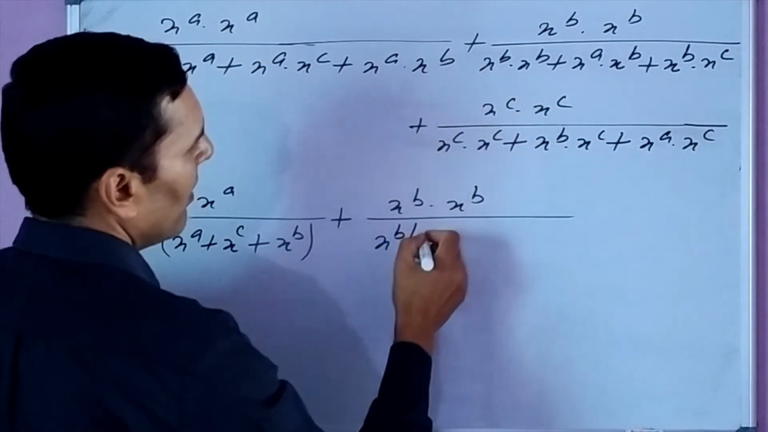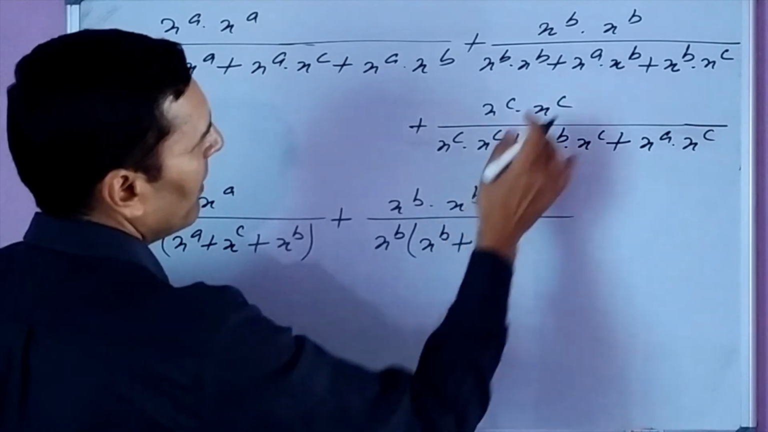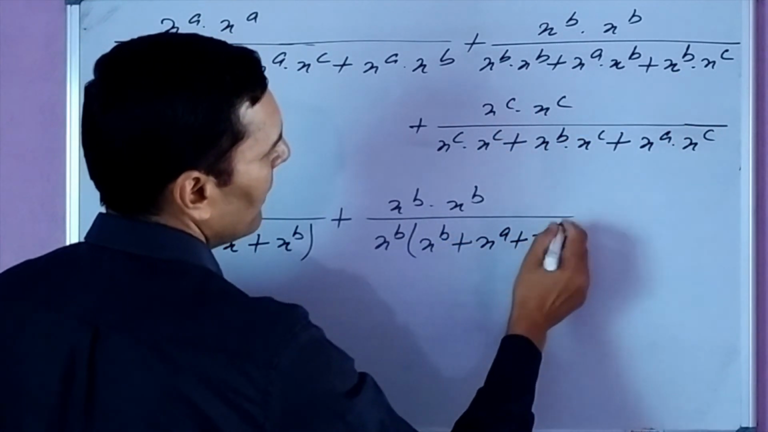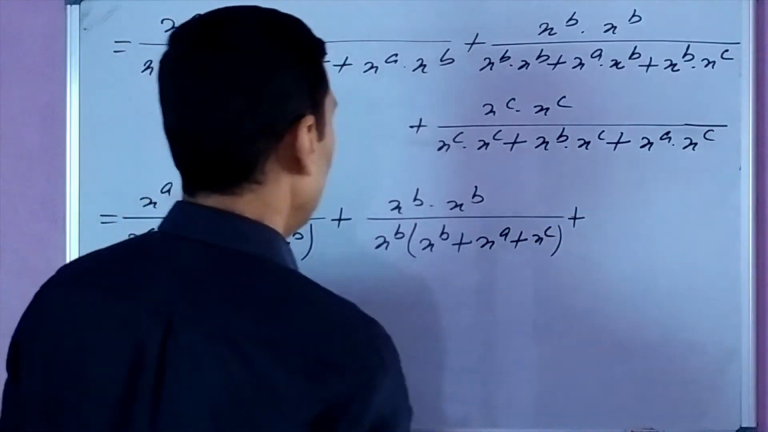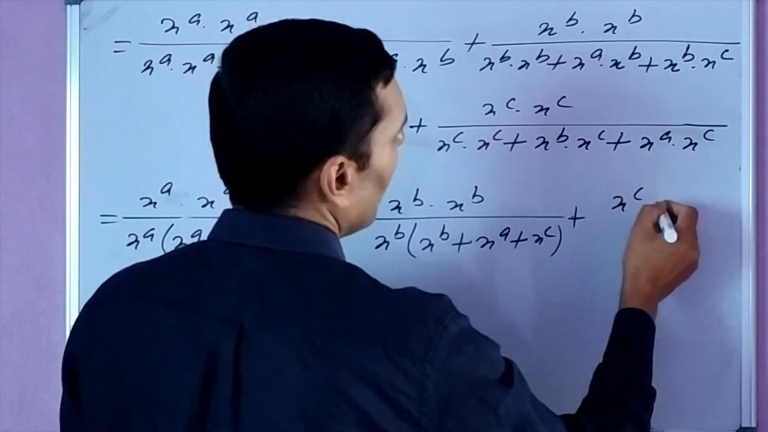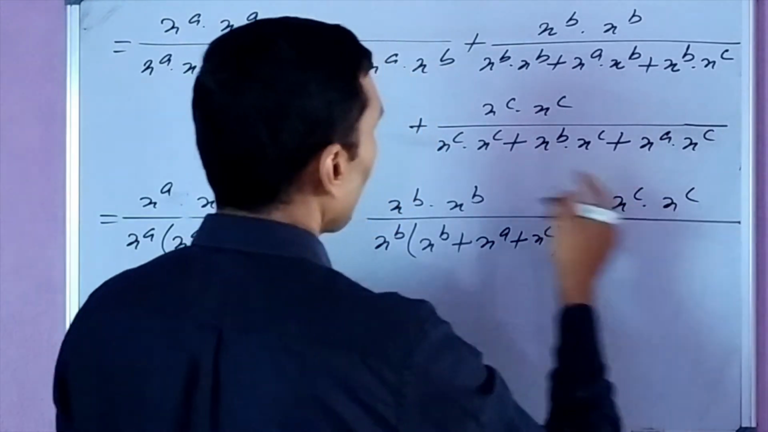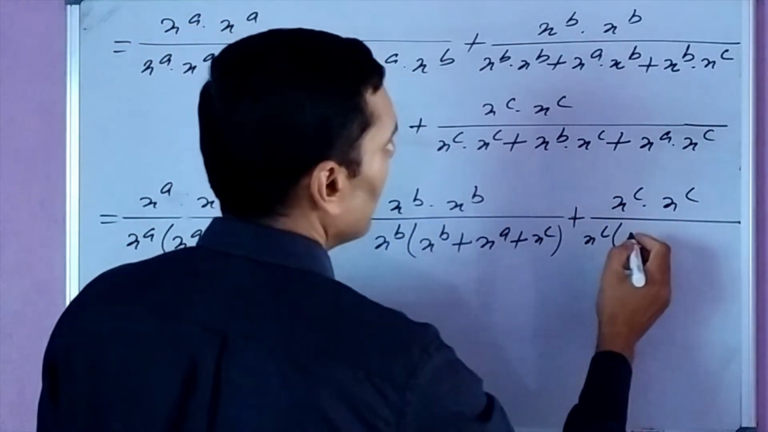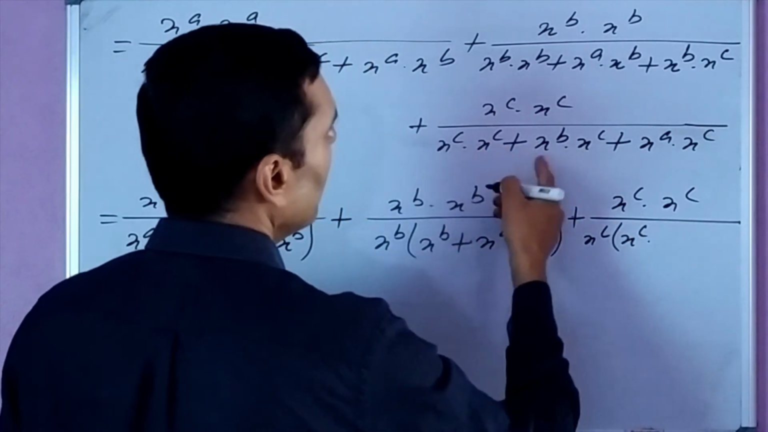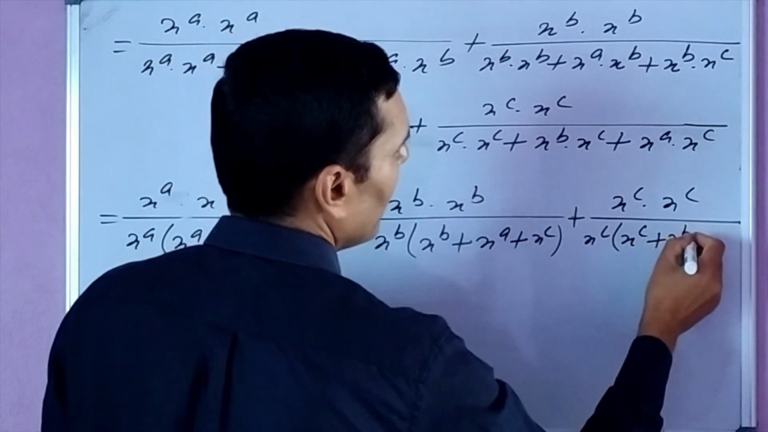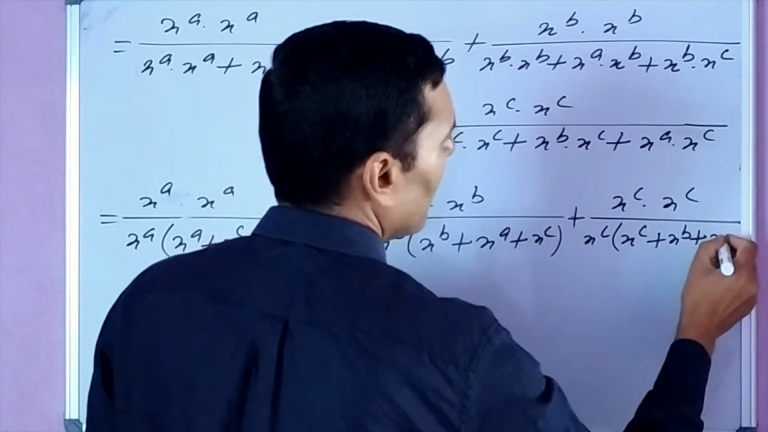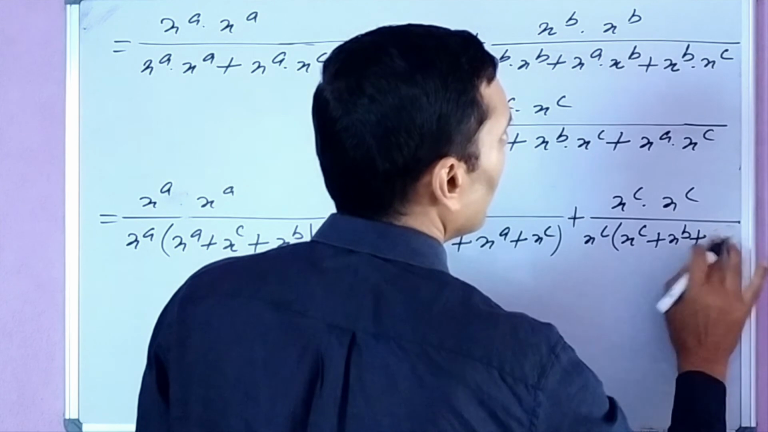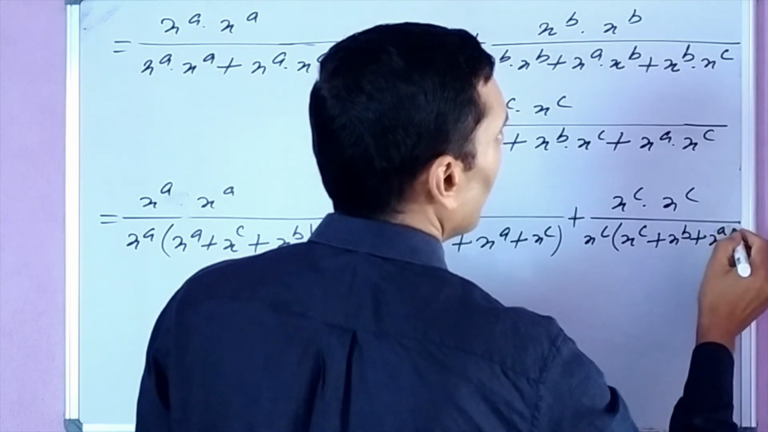After taking x to the power b, what will be remaining? x to the power b, here x to the power a, here x to the power c. And plus x to the power c into x to the power c, here x to the power c is common. After taking x to the power c common, what will be remaining here? x to the power c, here x to the power b, plus here x to the power a.